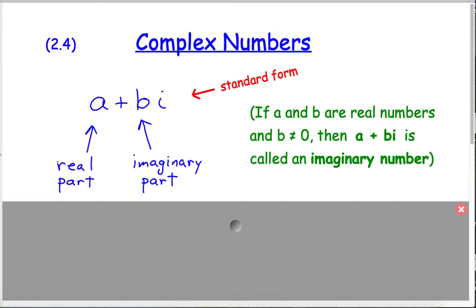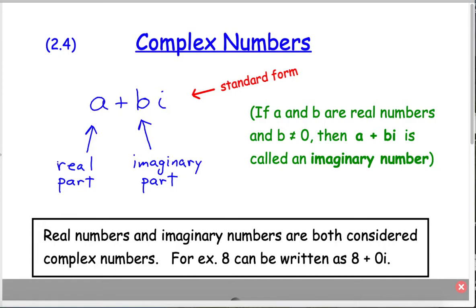So it's important to understand, a lot of times students think complex numbers means the same as imaginary numbers. The complex numbers is kind of like an umbrella. It includes the real numbers, which we've been working with, and it also includes the imaginary numbers, and that's when that b value is not 0. So for example, the number 8, which is a real number, we can write in standard form for complex numbers as 8 plus 0i.